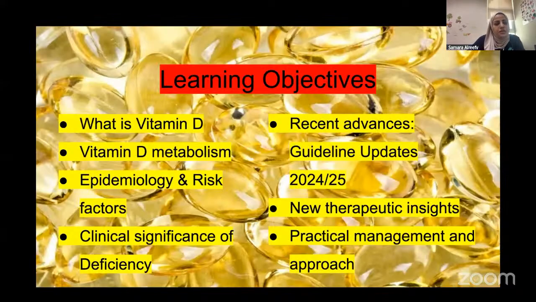So the key points to learn today: we want to cover what vitamin D is and the metabolism of vitamin D. Then we're going to learn about the epidemiology and the importance of vitamin D deficiency and risk factors. Moreover, we'll go over the clinical significance of vitamin D deficiency, and then we'll run over some recent guidelines and updates, including the American Academy of Pediatrics and the Indian Academy of Pediatrics.